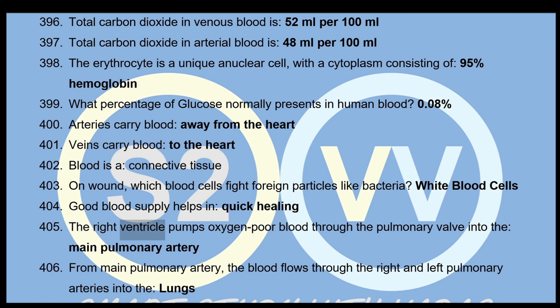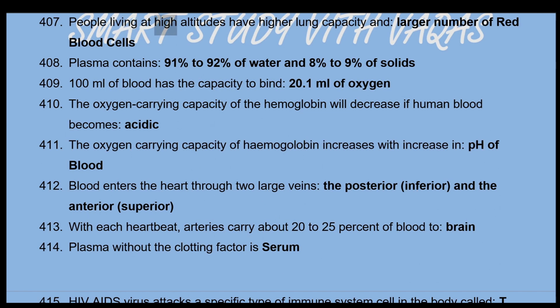The right ventricle pumps oxygen-poor blood through the pulmonary valve into the main pulmonary artery. From main pulmonary artery, the blood flows through the right and left pulmonary arteries into the lungs. People living at high altitudes have higher lung capacity and larger number of red blood cells.